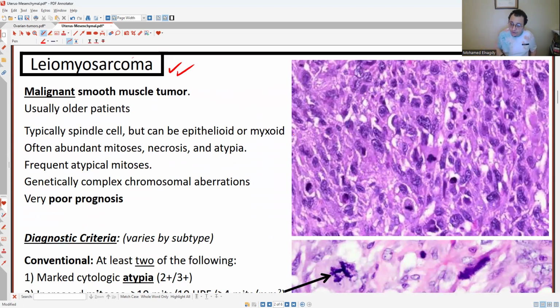Leiomyosarcoma, here it is. See, I agree, the cells look bizarre, pleomorphic. You see a lot of mitosis here, right there, and right here is another one. So bizarre-looking cells, high-grade-looking cells, pleomorphism, high N/C ratio, prominent nucleoli, high mitosis in a tumor which has a smooth muscle differentiation, smooth muscle lineage. So it's still desmin positive, SMA positive, and caldesmon positive.